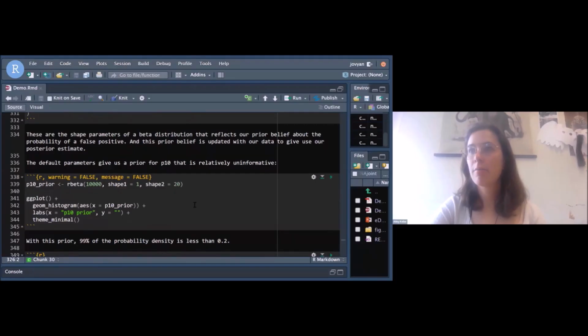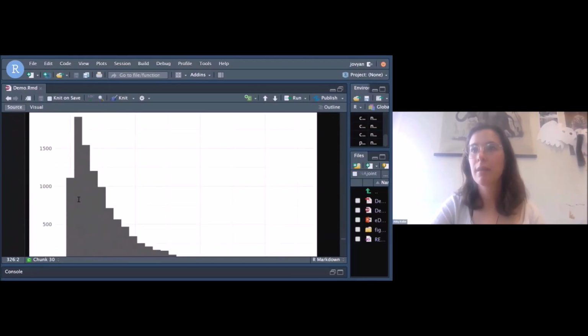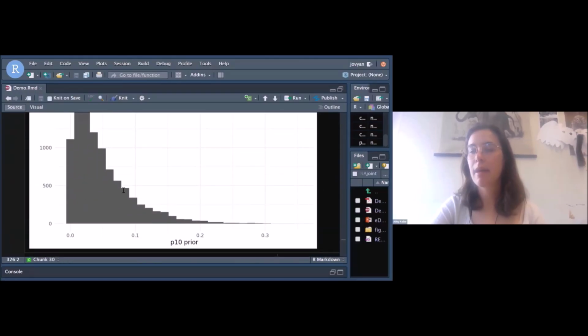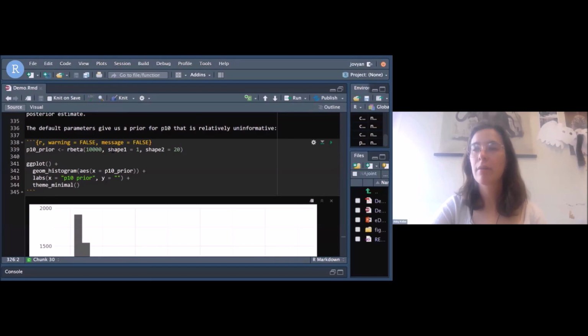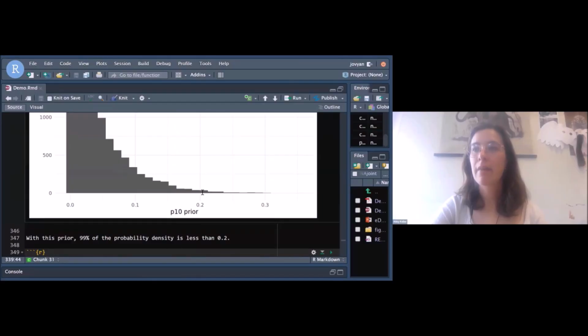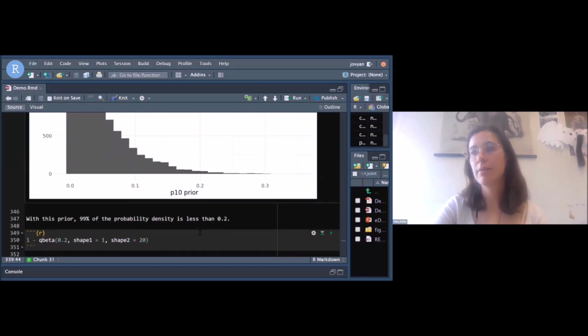So just to make a plot of what these shape parameters are referring to, this is a probability density function of this P10 prior given shape parameters, our shape 1 and shape 2 parameters being 1 and 20. So this is really saying that most of the probability density is less than 0.2. This is really us as researchers expressing our belief that the probability of false positive is likely less than 0.2.